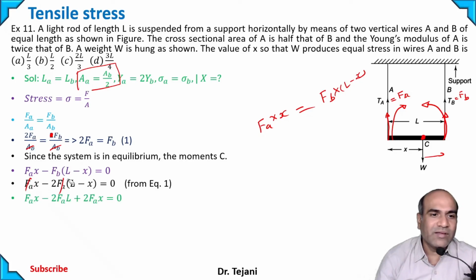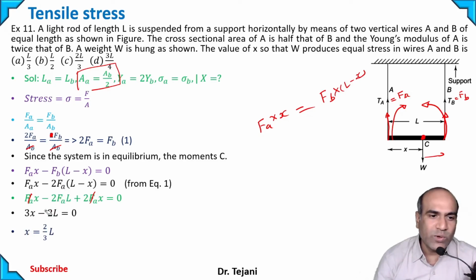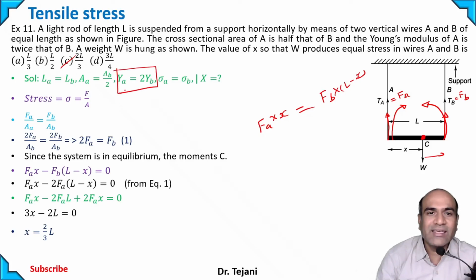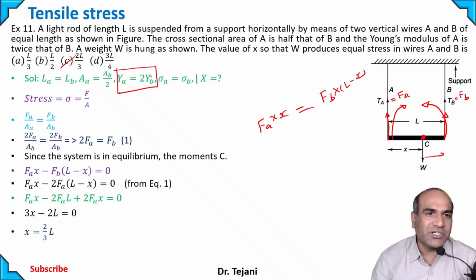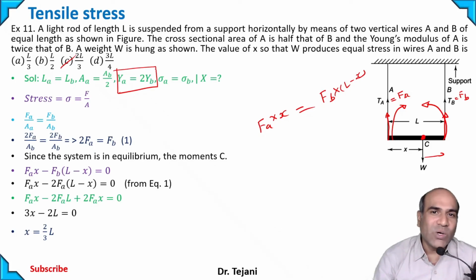And therefore, here x minus 2L plus 2x, so it becomes 3x minus 2L. So x is equal to 2L by 3. X is equal to 2L by 3. Do we have the answer? X is equal to 2L by 3. Answer C is correct. And you can see here, this is just additional information to make you confused, but it was not required. This is just additional information.